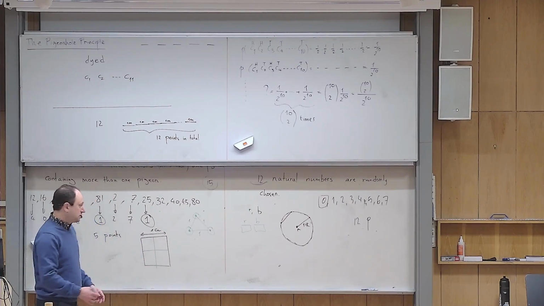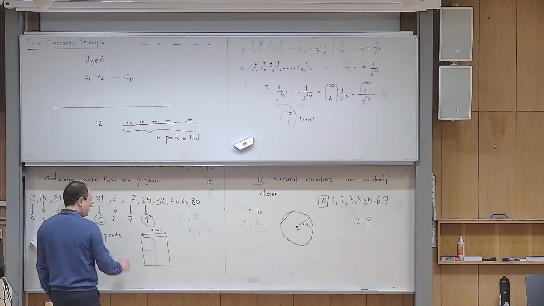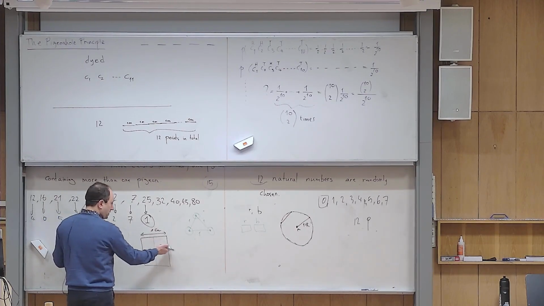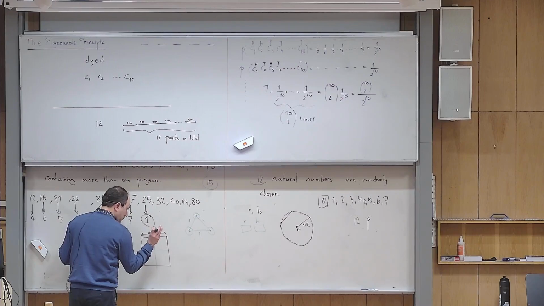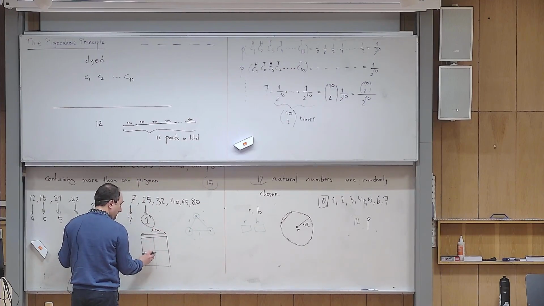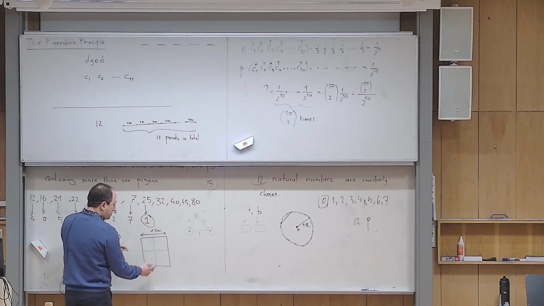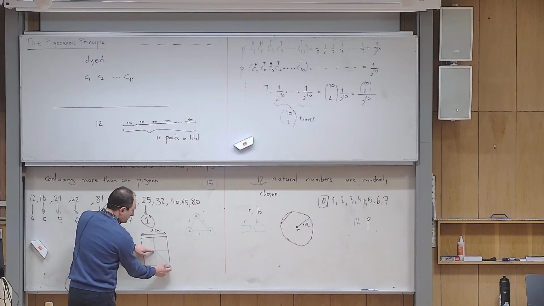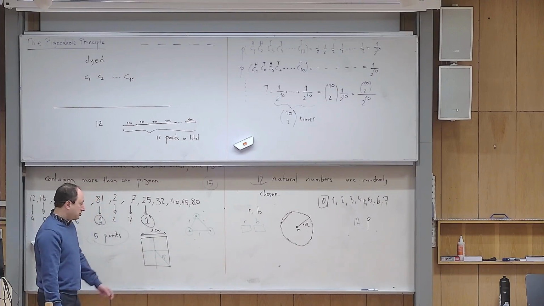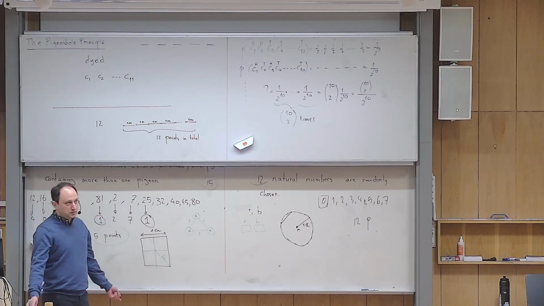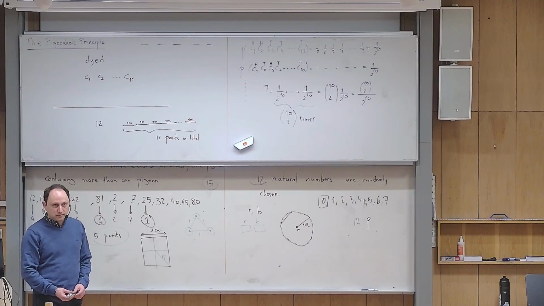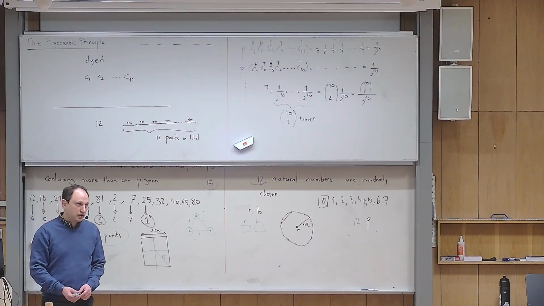Is that clear? It means that no matter how I choose my 5 points, 2 of them will be in the same small square: either 2 of them will be here, or here, or here, or here. It doesn't matter. In that case, the longest distance between 2 points is the square root of 2. So the distance is less than the square root of 2. That's exactly what your idea was.